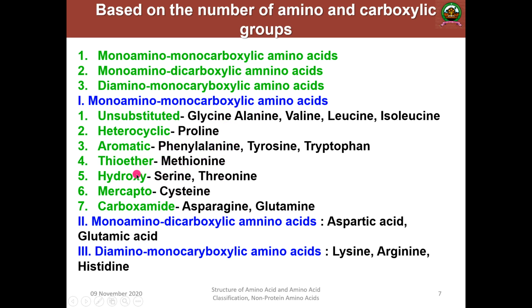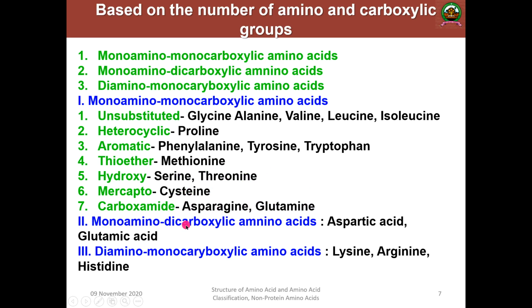Next is hydroxy amino acid, which has one amino group, one carboxylic acid group and one hydroxyl group as the side chain, for example serine and threonine. Then mercapto amino acid, the sulfur-containing amino acid, which has one amino group, one carboxylic acid group and sulfur, for example cysteine. The next one is carboxamide amino acid, which has a carboxamide side chain and one amino and one carboxylic acid group. Examples are asparagine and glutamine.